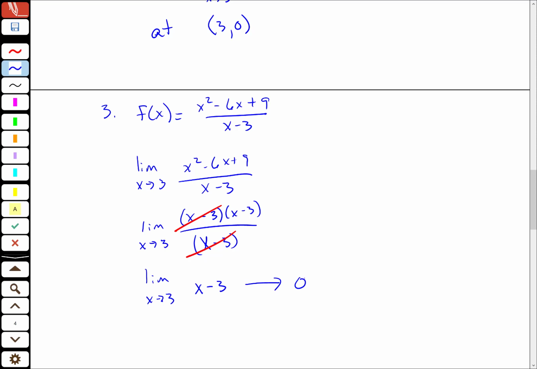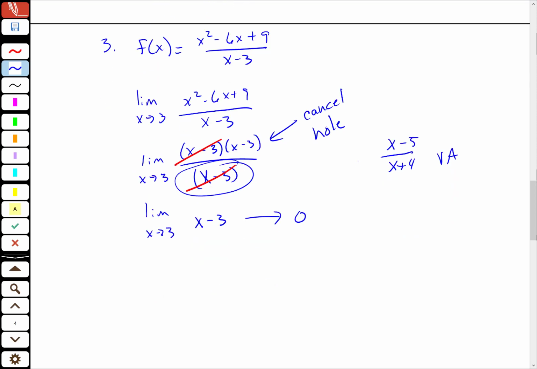Which is completely fine. Again, this line here where I cancel tells me that there's a hole. So do you see that? Like before we had this x minus 5 over x plus 4, and I couldn't cancel. They weren't the same. So that's a vertical asymptote. Over here where they do cancel, this x minus 3 is not left in the denominator. That means there's a hole at that one.